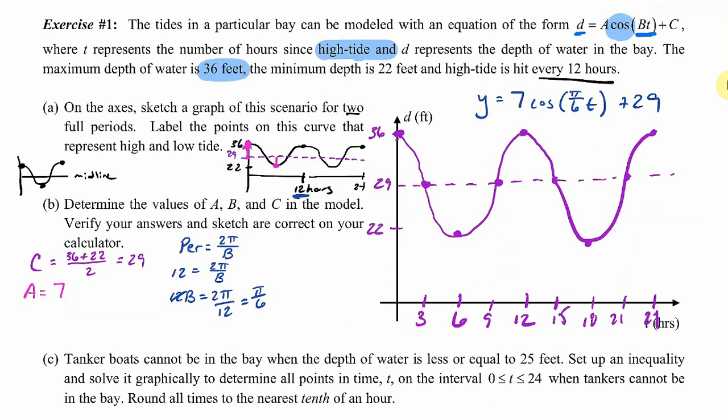Now, part C says tanker boats cannot be in the bay when the depth of the water is less than or equal to 25 feet. Set up an inequality and solve it graphically to determine all points in time t on the interval 0 to 24 when the tankers cannot be in the bay. Round to the nearest tenth of an hour.